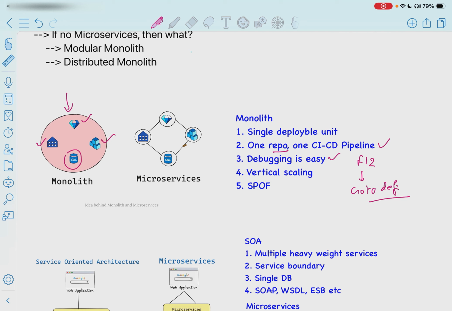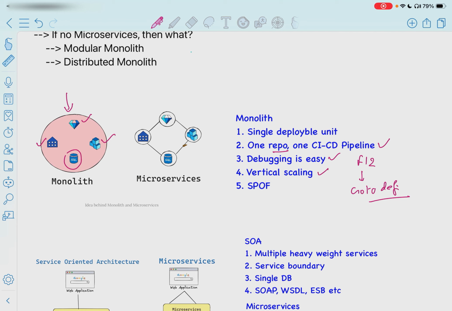You can see what all functions are being called, right? And when I'm saying a function is being called, it is an in-memory call. So it's very fast, right? There is no network hop or network latency. The only problem with this monolithic approach is that it is designed only for vertical scaling.